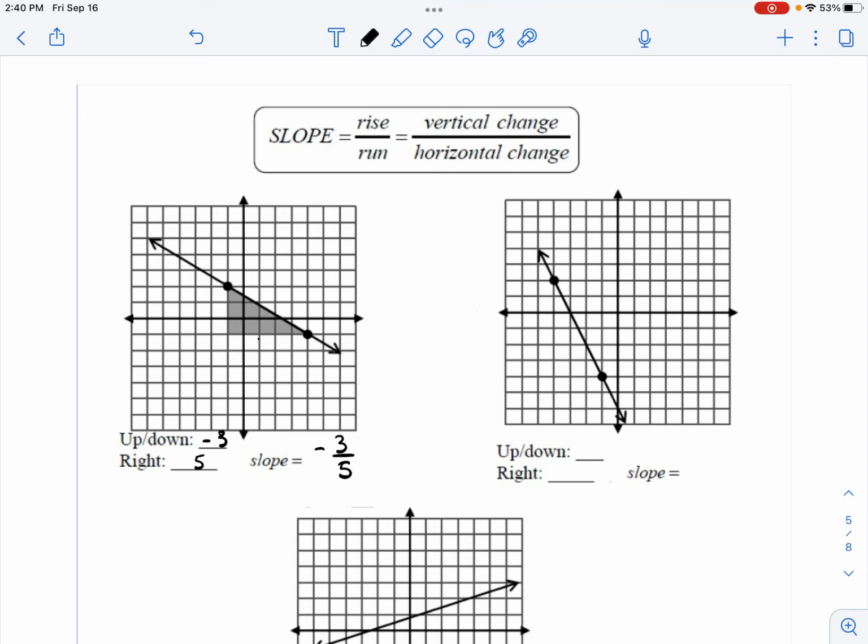Okay, here we're going to go down. So there's 2, 4, 6, 1, 2, 3. So we go down 6, that's a negative 6, and we go in 3. So our slope is negative 6 over 3, which equals a negative 2.